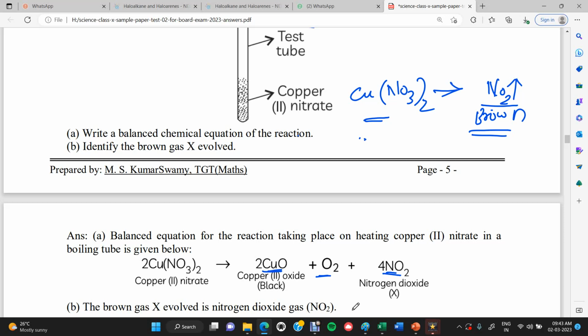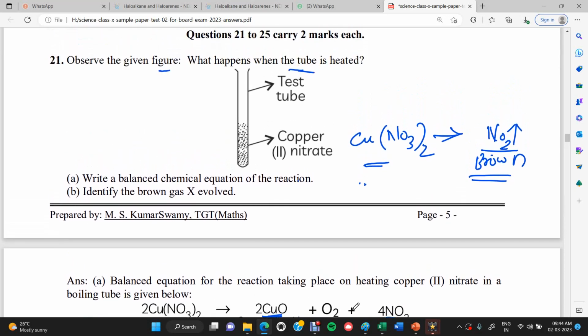You have to remember this equation. And this is brown in color. That is why it has been indicated. And remember, copper oxide is black in color and oxygen is colorless, right? Remember this question. When this question comes, you should not leave it. Keep in your mind that along with nitrogen dioxide, copper oxide as well as oxygen will be evolved. Copper oxide, because of its color, we'll remember these things.